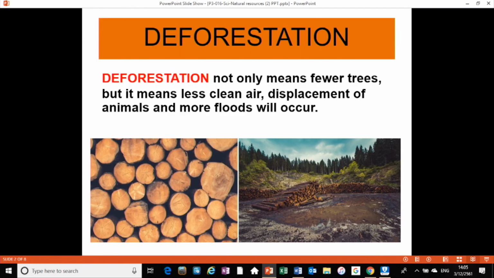So let's have a look at natural resources too. First word we're looking at is deforestation. Deforestation not only means fewer trees, but it means less clean air. Displacement of animals. And more floods will occur.